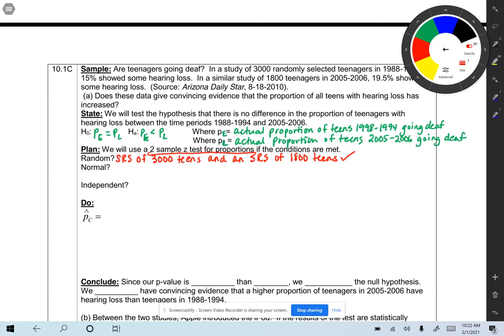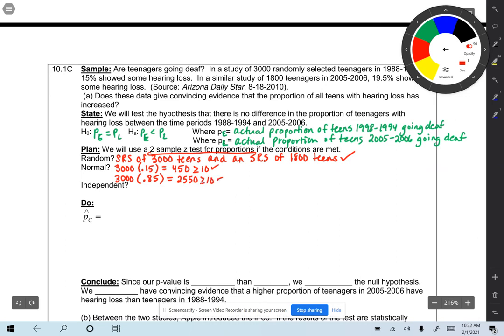So our sample size, 3,000 times, and I'll do 1988 to 1994 first, times 0.15 is equal to 450, which is greater than or equal to 10. And then we have 3,000 times 1 minus p, so 0.85. So the successes was 450. That equals 2,550, which is greater than or equal to 10.